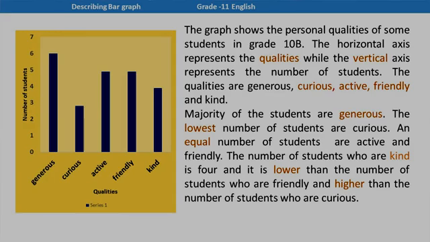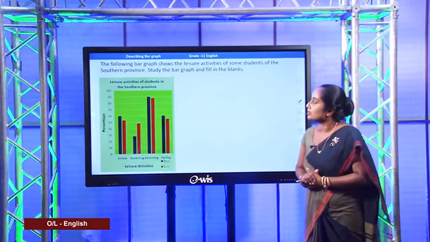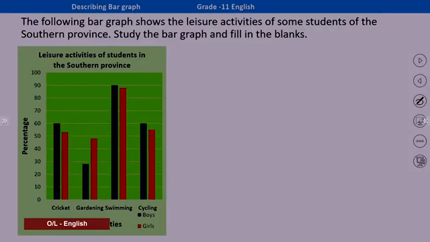Let's move to our next activity. Here also I have given a graph, right? There also you can see the title, the axis names. Now here we will see the question. The following bar graph shows the leisure activities of some students of the southern province. Study the bar graph and fill in the blanks.